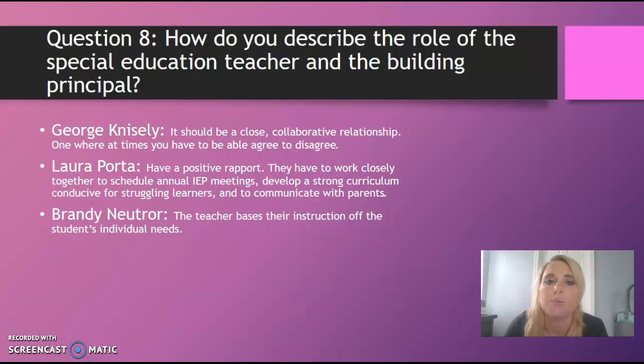Something she also mentioned was the communication with parents. That's sometimes something that gets pushed to the side. They're kind of the last person to know any changes that are made to their child's IEP, but keeping them in the loop and having that collaboration. Brandy Nietrauer just said that the teacher bases their instruction off the student's individual needs. So again, adapting instruction when necessary.